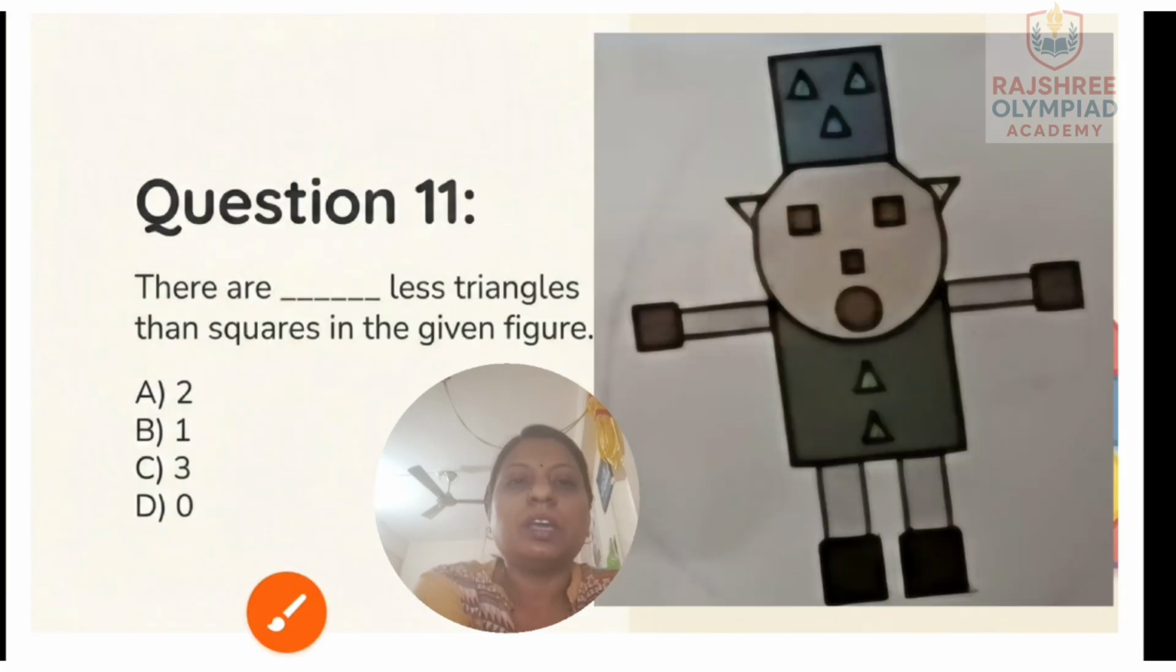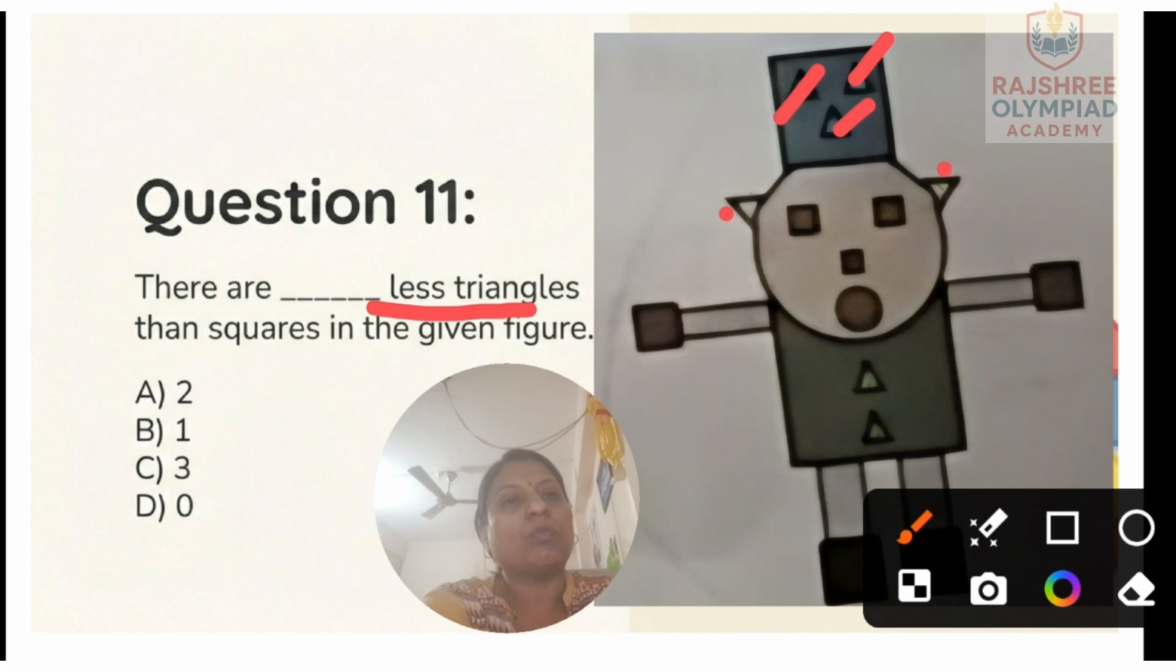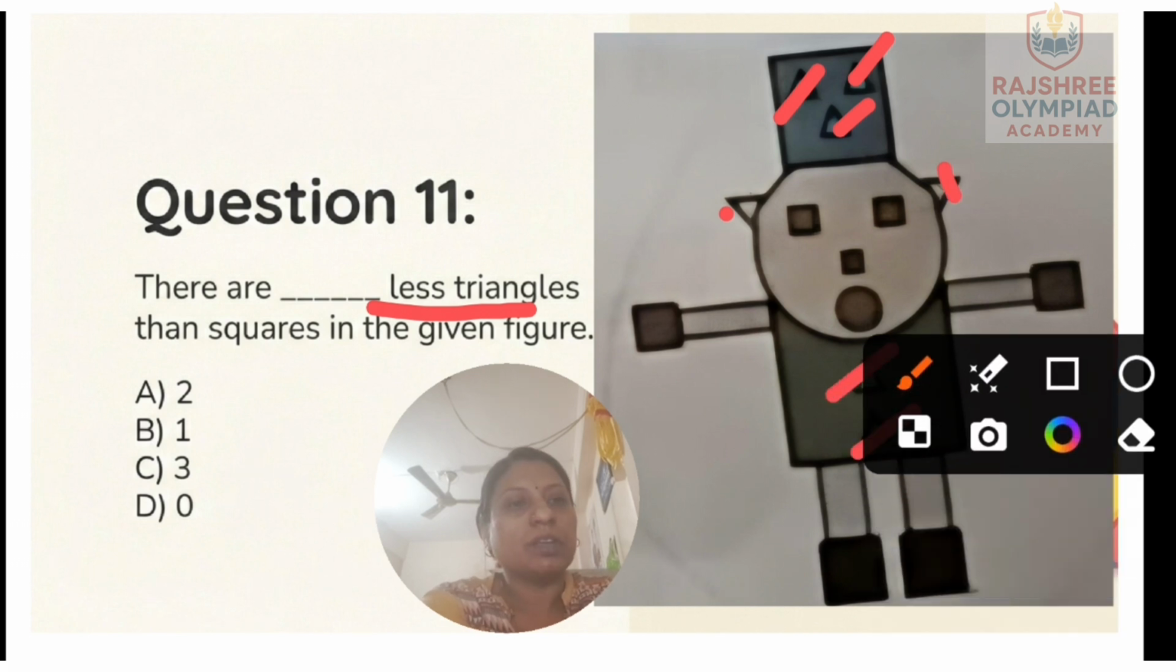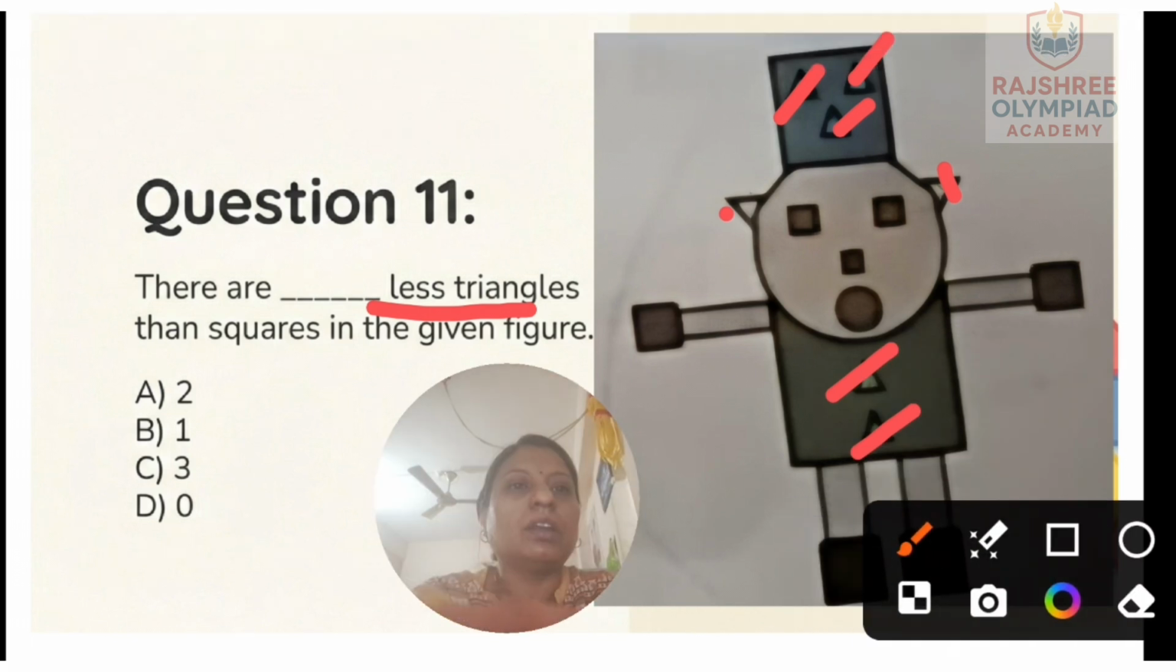Next, there are dash less triangles than squares in the given figure. What is the keyword? Less triangles. First we find out the triangles. How many triangles? 1, 2, 3, 4, 5, 6, 7. So we get 7 triangles. Now we will find the squares.